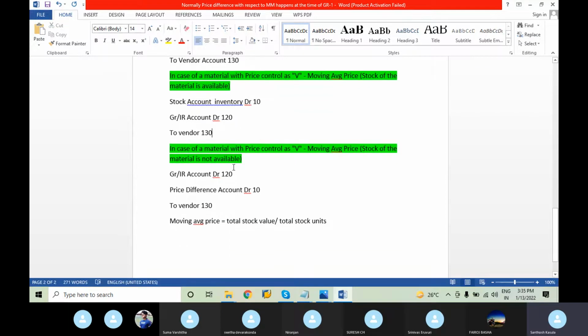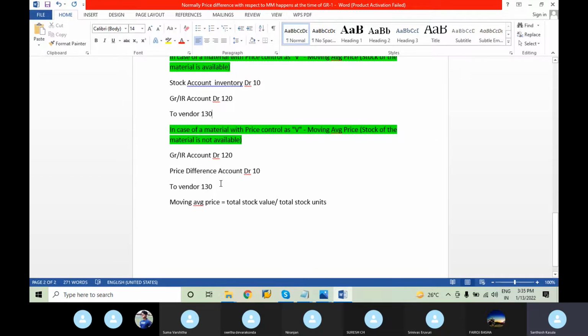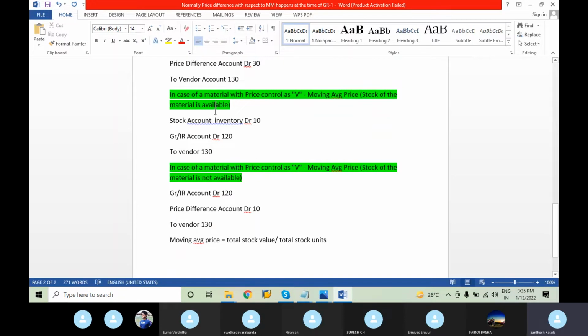Suppose in the moving average price, if you do not know how much material is available in stock, then we can differentiate it as GRIR account 120 and price difference. Why? Because we are indicating it as price difference. The reason is that we don't know how much inventory is available in the stock, how much stock is available in the material master. So that is the reason we are indicating it as price difference. The only difference is that if we know the stock availability, we'll enter it as inventory, and if we don't know the stock availability, we'll enter it as price difference.